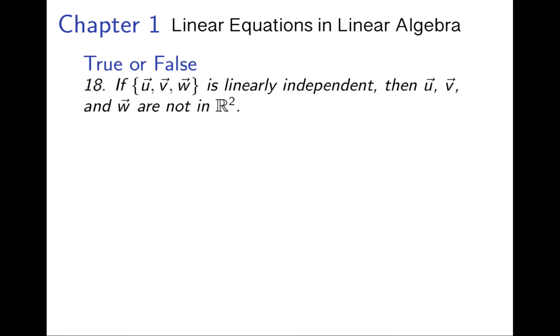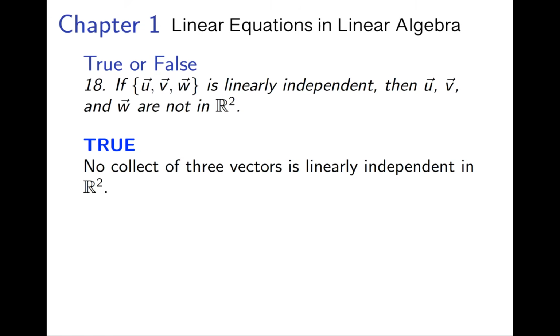Number 18. If the set U, V, W is linearly independent, then U, V, and W are not in R2. And that's true, because the dimension of R2 is 2. So any set containing more than 2 vectors is automatically linearly dependent. And since there are 3 vectors and we say that they're linearly independent, we know they can't live in R2. No collection of 3 vectors is linearly independent in R2.